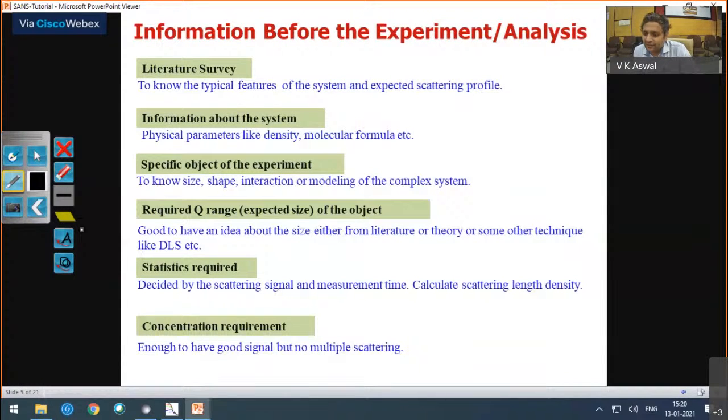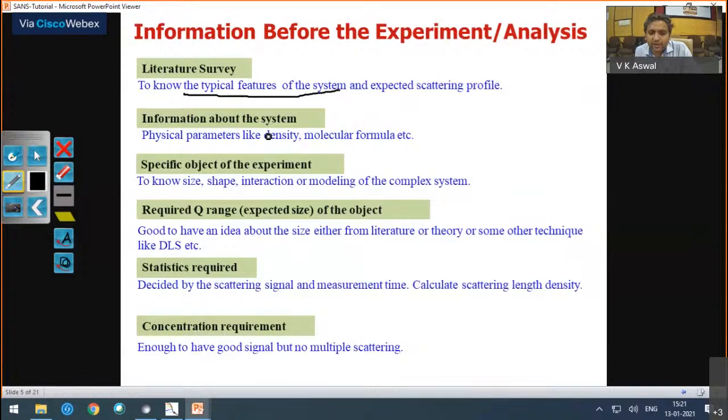So we need certain information when we start data analysis. The experimentalist must know the following things. One, the typical features of the system. We need these features to do the data analysis, as we will see in the course of time. What sort of scattering profile to expect will depend upon the typical features of the system. If they are simple spherical nanoparticles, then we will see a simple sphere form factor, or the intra-particle structure.